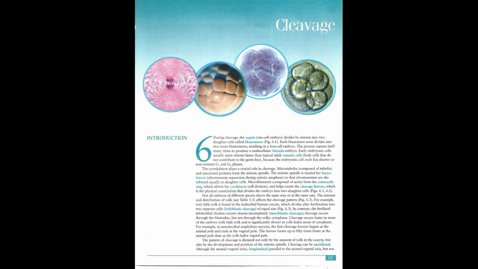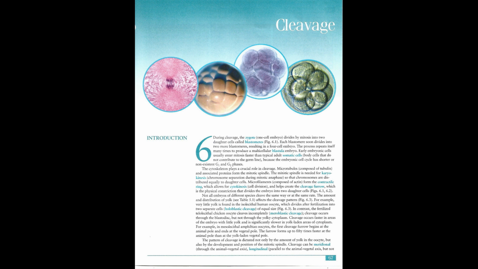Cleavage occurs through the blastodisc, but not through the yolky cytoplasm. Cleavage occurs faster in areas of the embryo with little yolk and is significantly slower in yolk-laden areas of cytoplasm. For example, in mesolecithal amphibian oocytes, the first cleavage furrow begins at the animal pole and ends at the vegetal pole. The furrow forms up to 50 times faster at the animal pole than at the yolk-laden vegetal pole. The pattern of cleavage is dictated not only by the amount of yolk in the oocyte, but also by the development and position of the mitotic spindle.